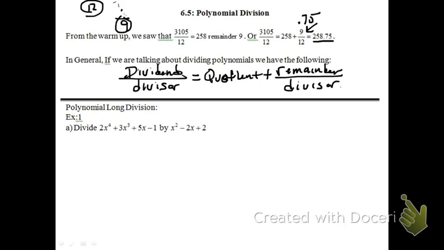Now, let's go ahead and apply that to some polynomial long division. I'm going to do one example for you. We have 2x to the fourth plus 3x cubed plus 5x minus 1, and we're dividing it by the polynomial x squared minus 2x plus 2. What you're dividing is your dividend, and what you're dividing it by is your divisor.